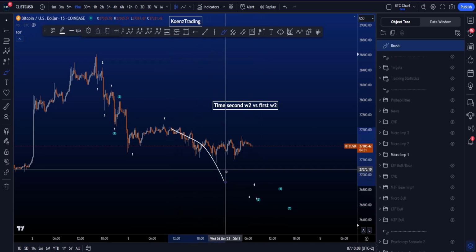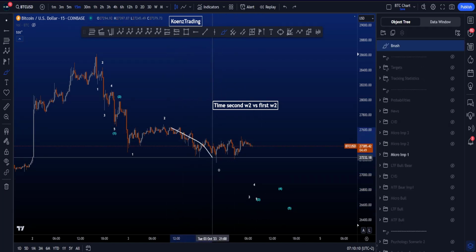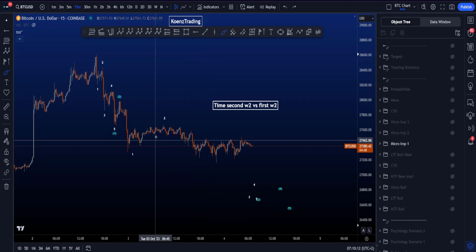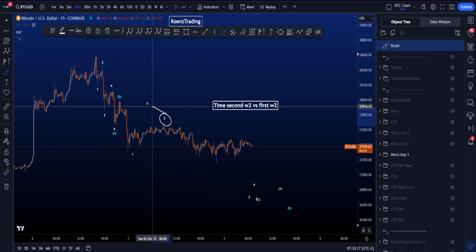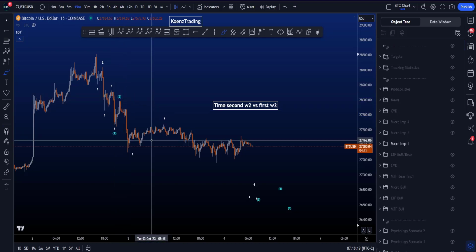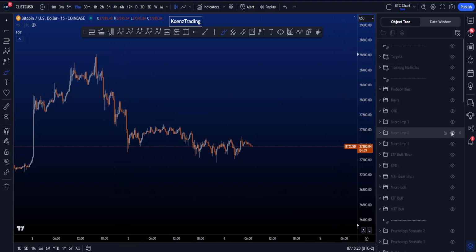But then you expect a very impulsive move to the downside, which, as you can see, is not really the case. And also this wave 2 is much longer, while this wave 2 is a lower degree wave 2 than this wave 2 over here. So low probabilities in this scenario.